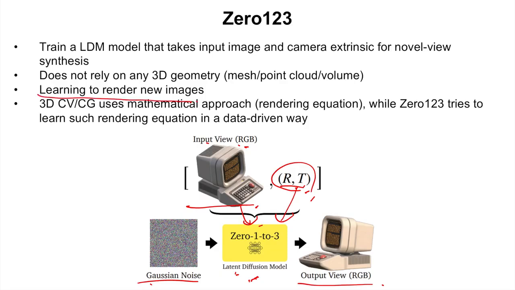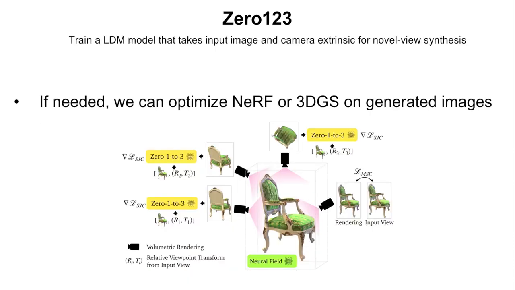This kind of 3D reconstruction and rendering is all based on mathematics, right? We know the rendering equation, we know all the things mathematically, but this one skips all the complicated detail. We skip all the mathematics and just learn to render new images in a data-driven way. A very interesting work. Of course, using Zero-1-to-3, we can generate novel images from an input image, and then using the multiple generated images, we can optimize NeRF and 3D Gaussian splatting on them. That is also, of course, possible.